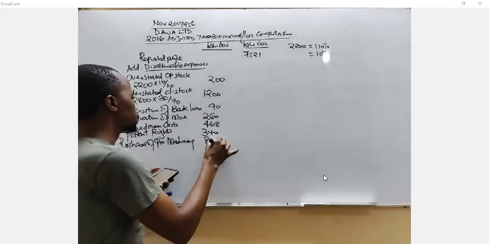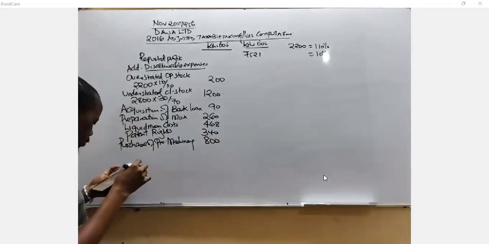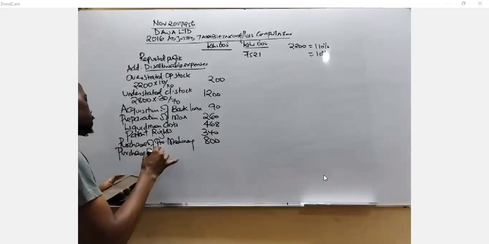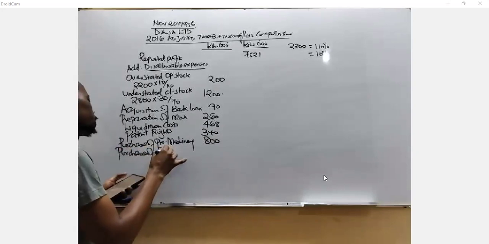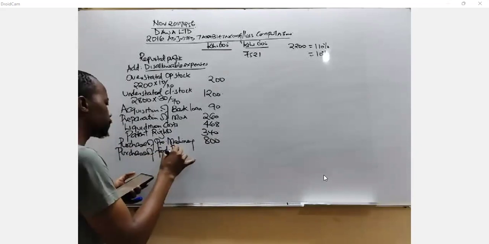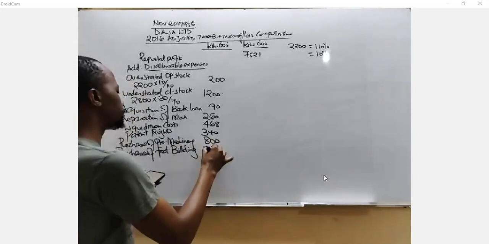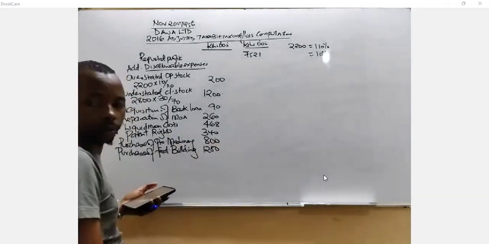The purchase of processing machinery, we have 800. Then the other one, we are talking about the purchase of factory building. The purchase of factory building amounted to 1,280. Right?